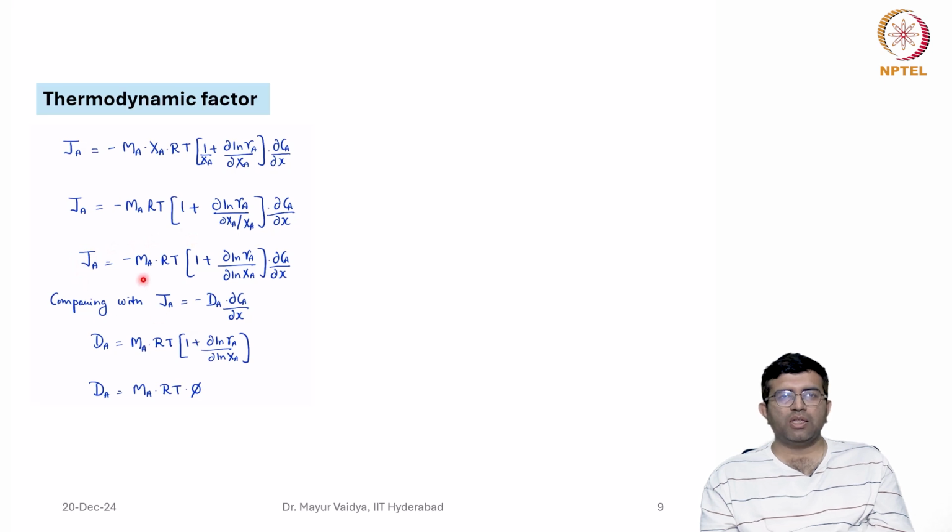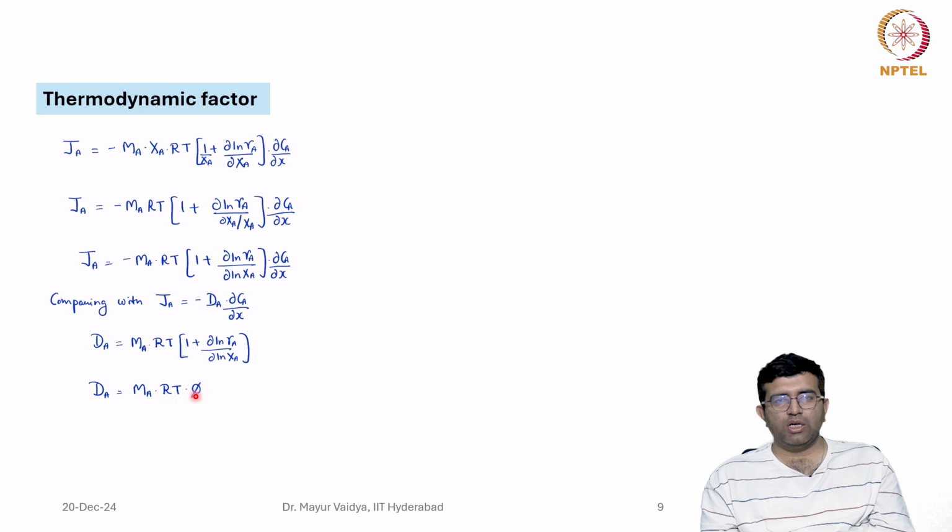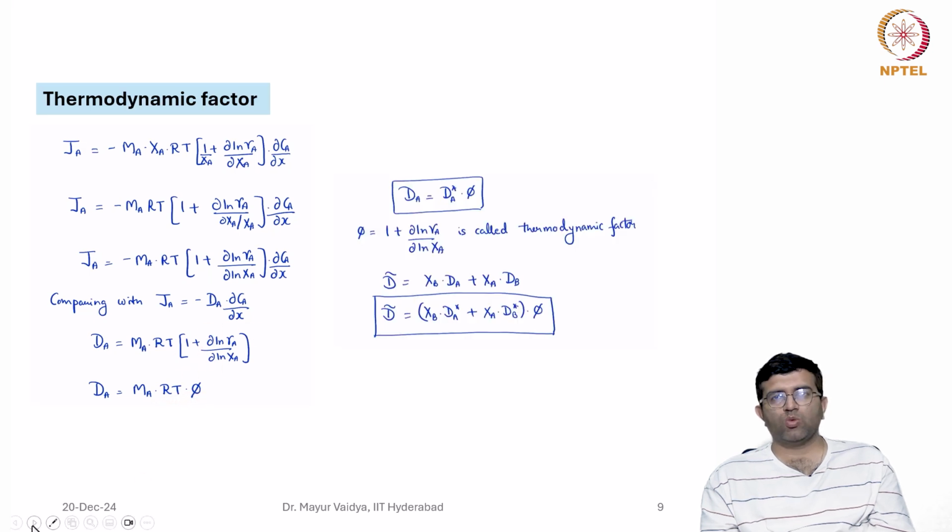Now, compare this expression. You see that this whole quantity is multiplied by dou Ca by dou x. So, what is this quantity? Compare with J is equal to minus dA into dou Ca by dou x. So, the dA is actually equal to Ma into RT into 1 plus dou ln gamma A by dou Xa. Now, this dA is equal to Ma into RT into phi, where phi is equal to this quantity.